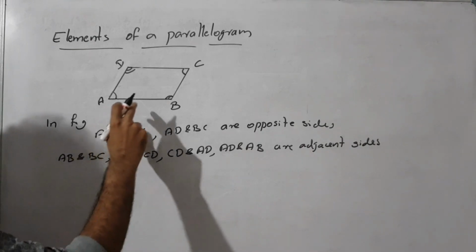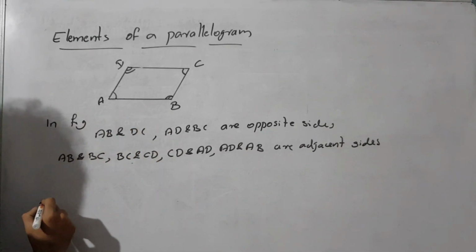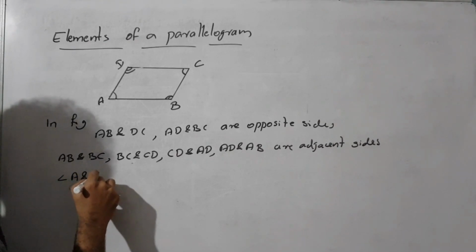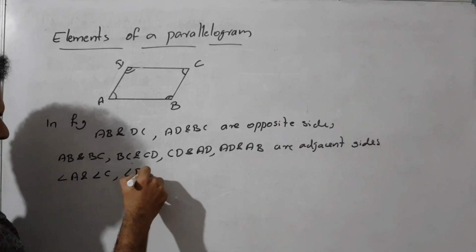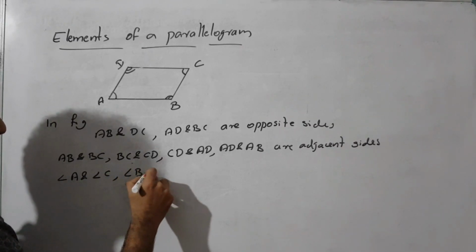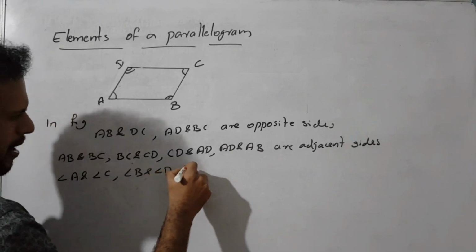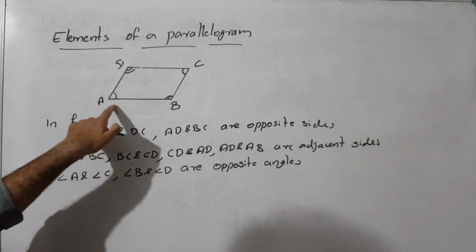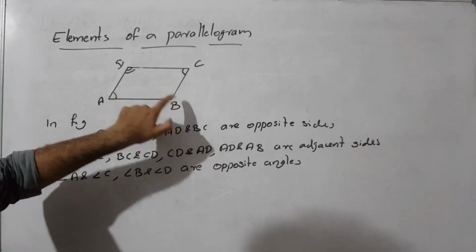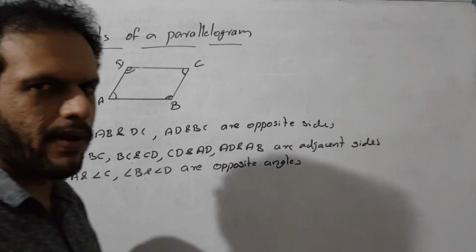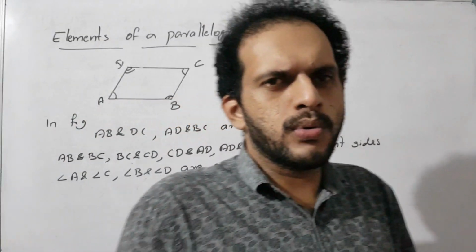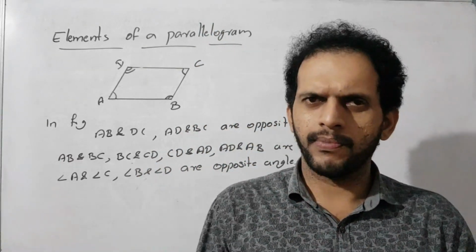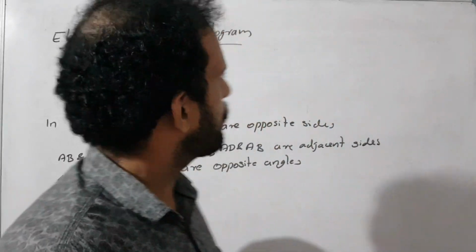What are the opposite angles in the case of parallelogram ABCD? In this parallelogram ABCD, angle A and angle C, angle B and angle D are opposite angles. How is it identified? In this figure, the angles that lie opposite each other are called opposite angles. That's all.